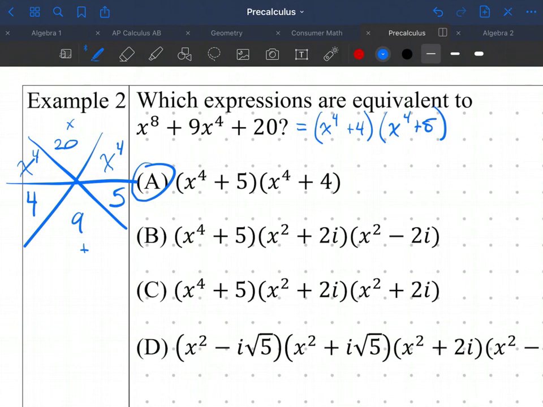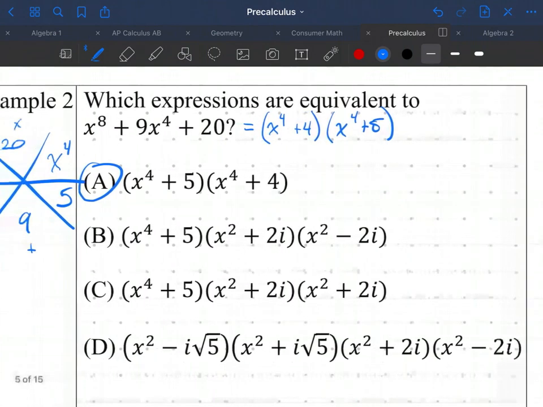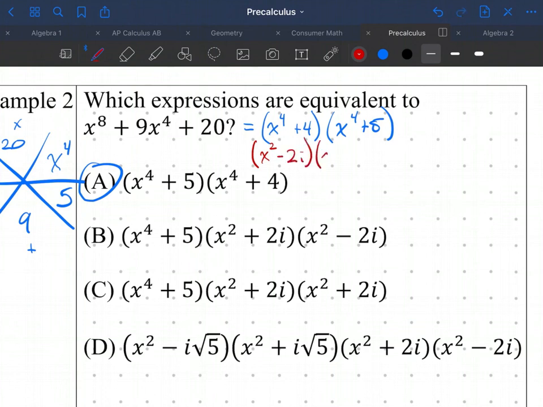But there are all these other choices, and remember that you can have multiple answers in this case. So this x to the power of 4 plus 4, that is a square right here because this is an even exponent, and this is a square because that's 2 squared. So if I take the square root of each of those terms and then write them out, I'll have the square root of x to the power of 4 is just x squared. The square root of 4 is 2, so x squared minus 2i, and then x squared plus 2i. And then I still have my original x to the power of 4 plus 5.